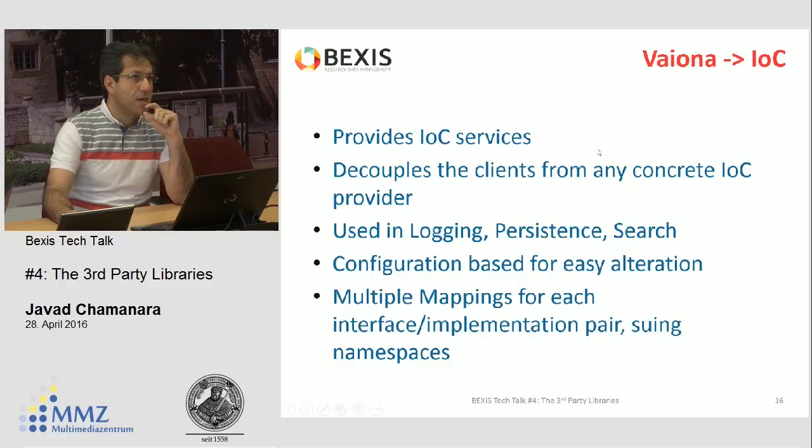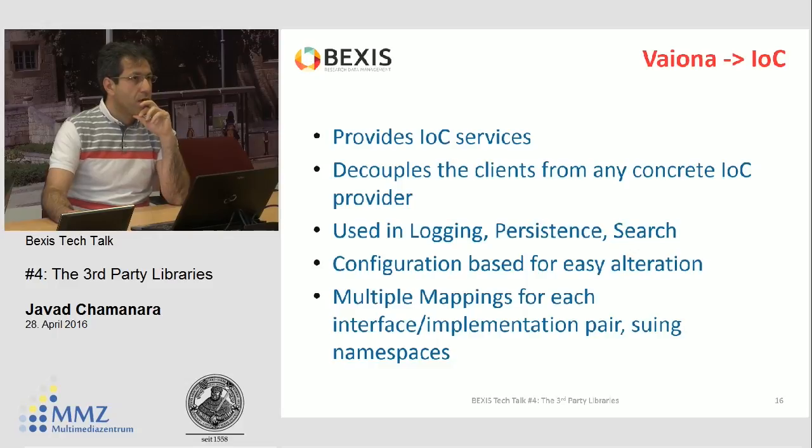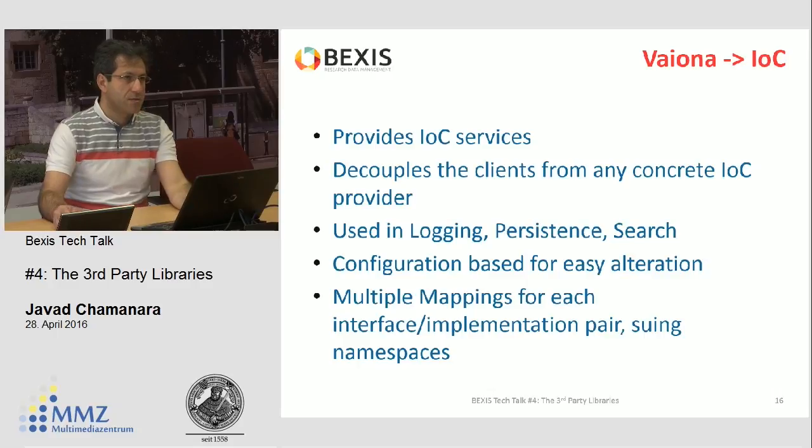We are using this IOC provider inside our logging, persistence, and search. Again, we use configuration-based setup because it's easier for developers or even for end users to change as much as possible. This IOC supports multiple mappings for each interface-implementation pair. A typo here: it is supposed to be using. And then we have this concept of namespaces to provide more options to the mapping, and the rest is done by Unity or any underlying IOC provider.